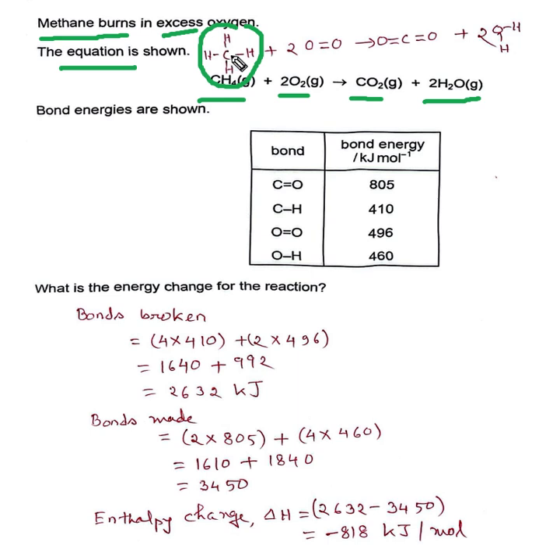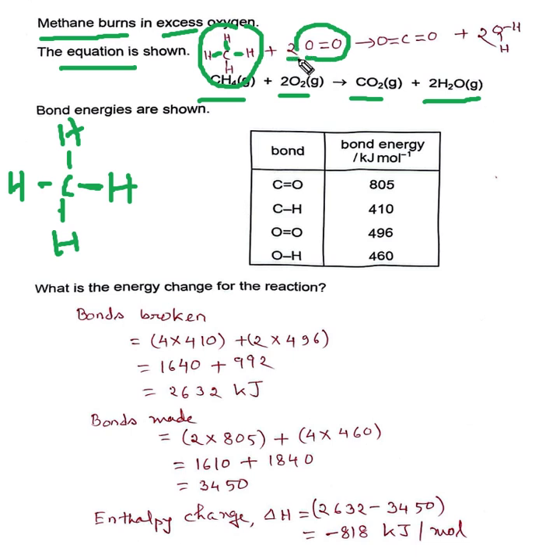1 carbon and 4 hydrogen. So methane contains 4 carbon hydrogen bonds: 1, 2, 3, 4. Methane has 4 carbon hydrogen bonds. Now you know oxygen is always an oxygen double bond.